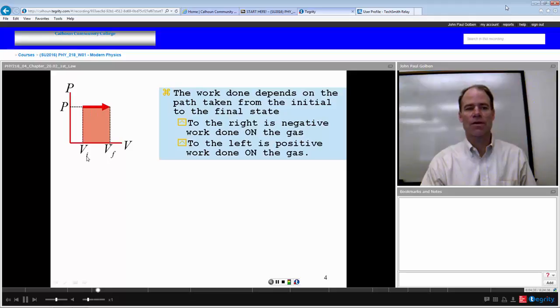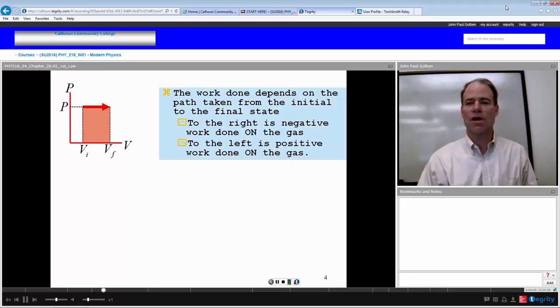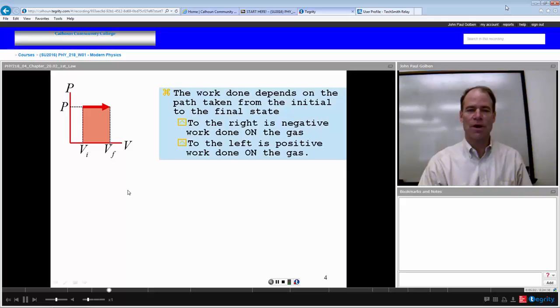If I were to go from, on this pressure versus volume PV diagram, initial volume to final volume and increase my volume, the gas is actually doing work on something else. So in this case, the work on the gas would be a negative quantity. If this process were to go to the left, so I'd go from a larger initial volume to a smaller final volume, then the work on the gas would be a positive quantity.